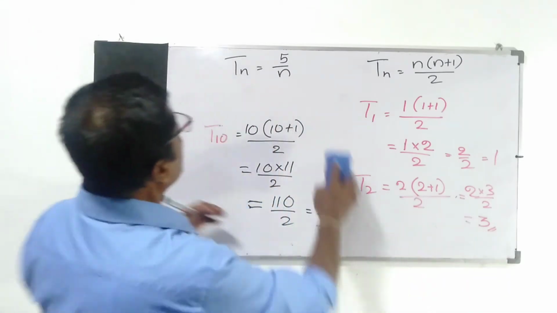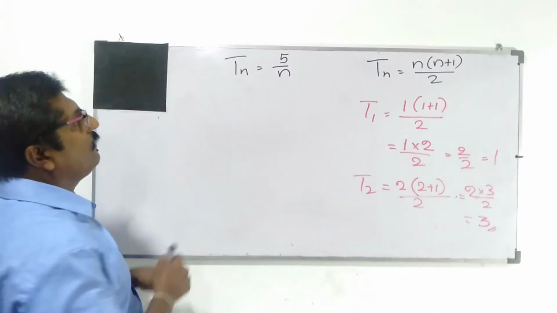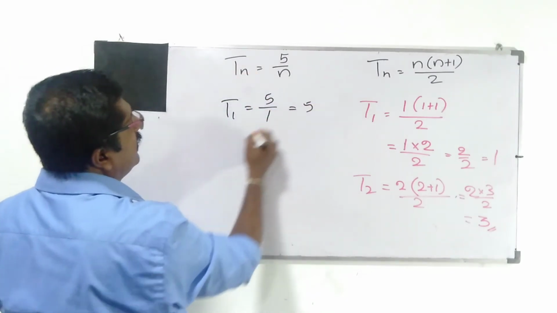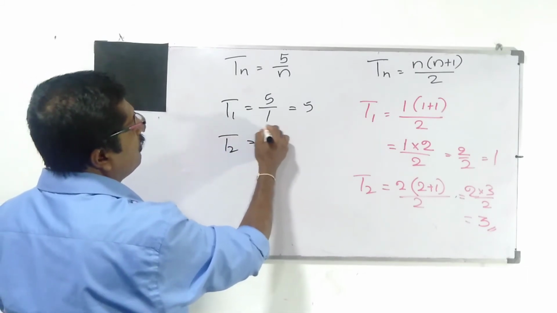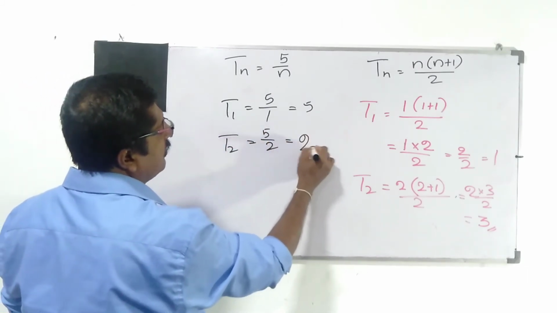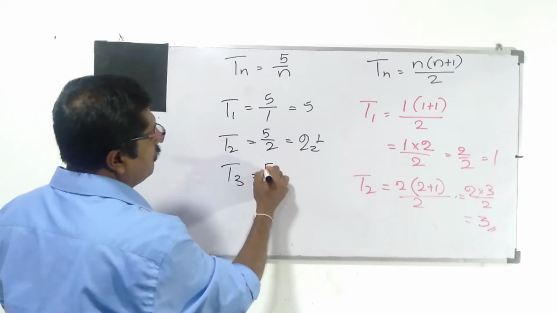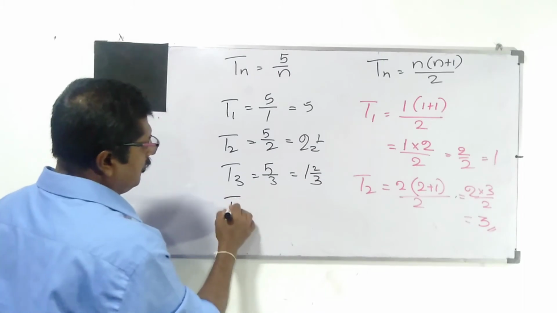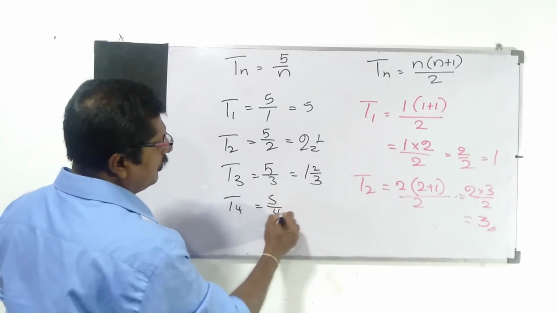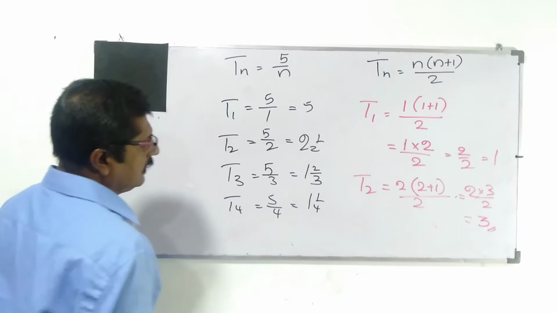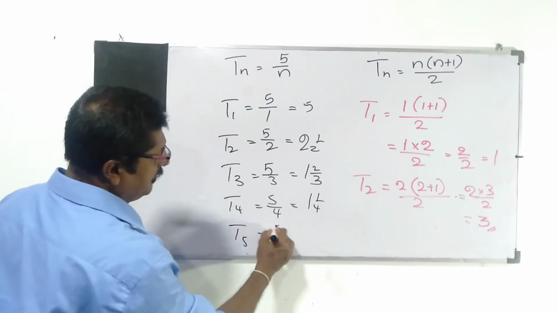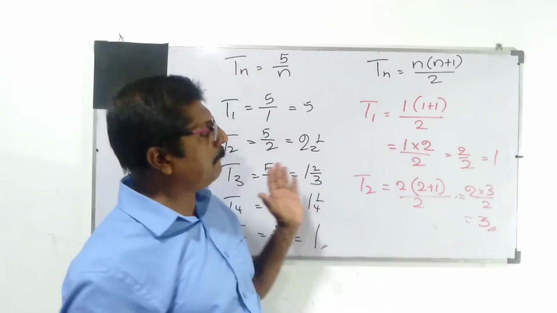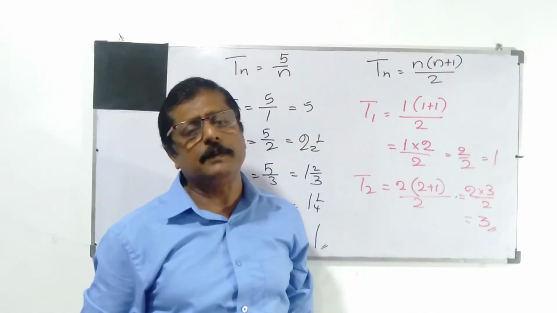Right. Then we are going to take up this one. First term, T1 equals 5 over 1. That is 5. T2 equals 5 over 2. That is 2 and a half. T3 equals 5 over 3. That is 1 and 2/3. T4 equals 5 over 4. That is 1 and a quarter. T5 equals 5 over 5. That is 1. Like this, we can find the terms of the number pattern.